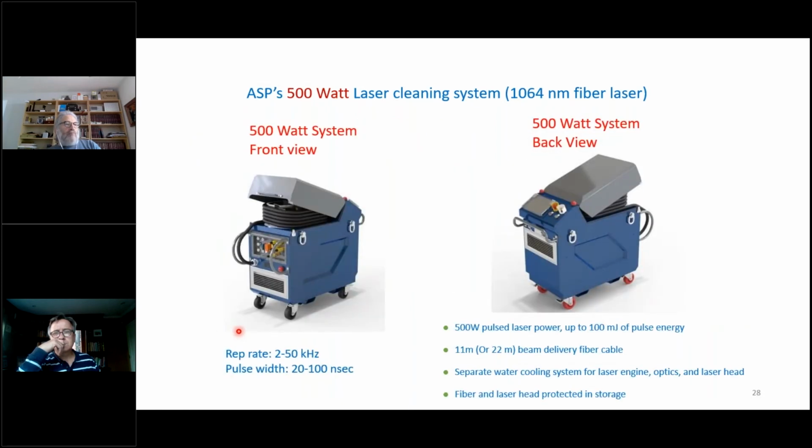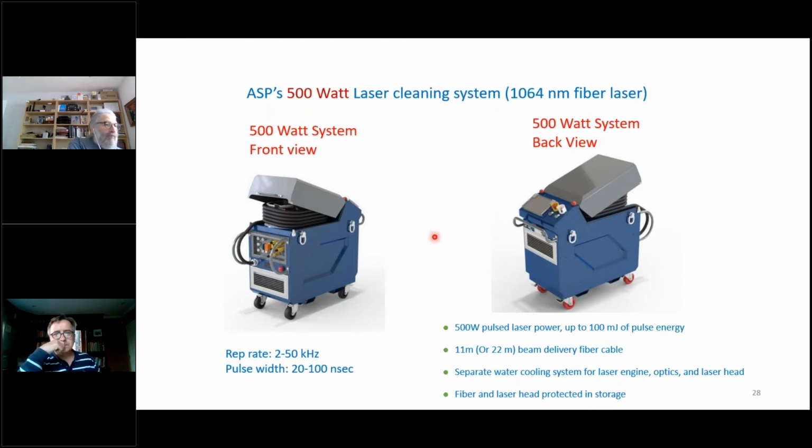And also we have the 500-watt system that has been made and has been purchased by several organizations and companies. This is our highest power laser, 500-watt, 1064 nanometer. And you can see you could coil the fiber optic on top of this and put a lid on it to protect it. It has 11-meter or 22-meter beam delivery fiber cable, and it has a chiller because you need to cool it. Separate water cooling system for laser engine, optics, and laser head.